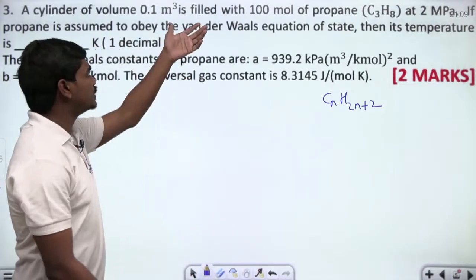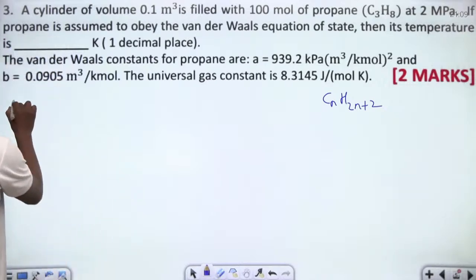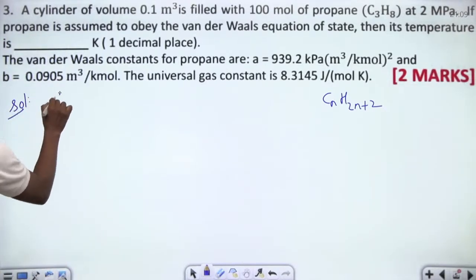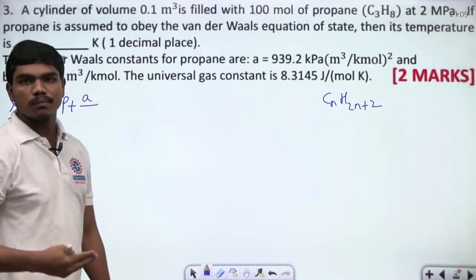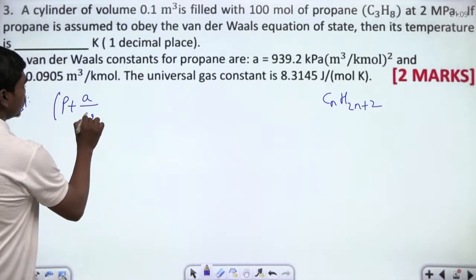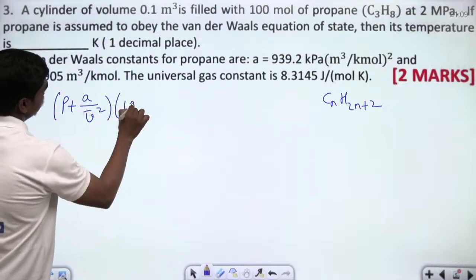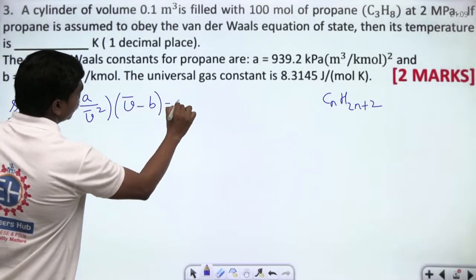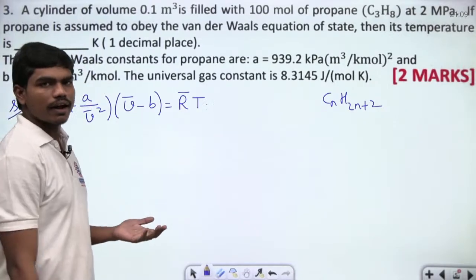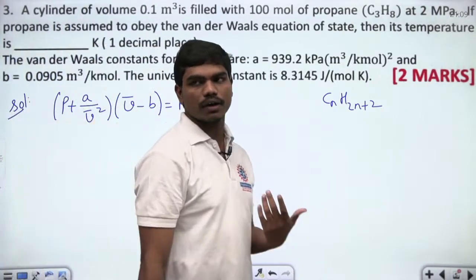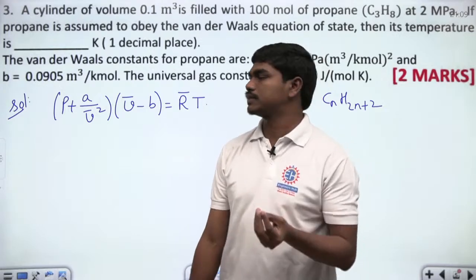So basically we will consider the van der Waals equation. In the van der Waals equation we have P plus a by V bar squared, since we are dealing with moles, so let us write molar specific volumes, into V bar minus b, which should give you the universal gas constant R bar into T. Correct? This is the standard van der Waals equation, but of course the volumes are molar specific volumes.